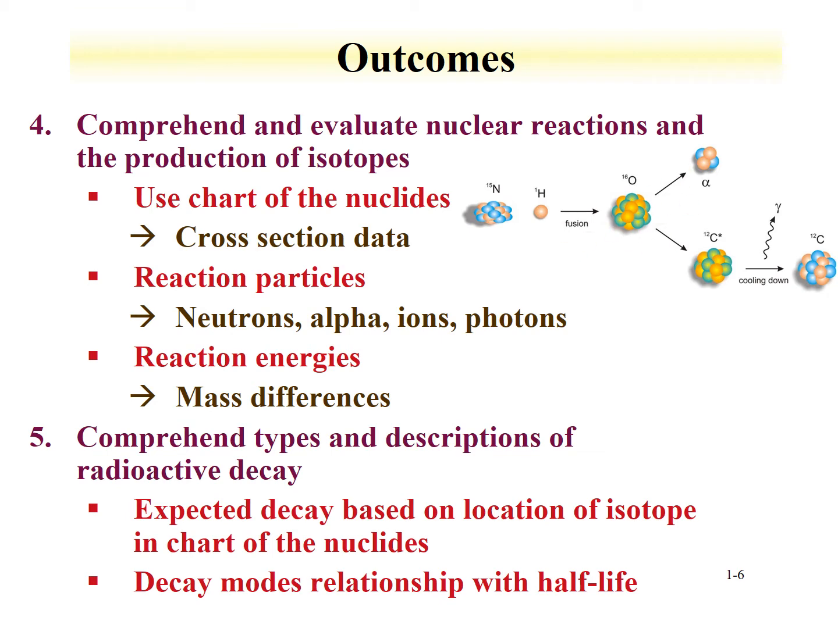And we should also explore and understand the different types of radioactive decay. And by evaluating the chart of the nuclides, understand the location of the isotopes and what's the probability of a certain decay coming from those isotopes. For instance, heavier isotopes tend to decay by alpha. Those isotopes that are proton rich tend to decay by positron or electron capture. Those that are neutron rich tend to decay by beta minus. And then we'll discuss relationships between half-life and decays.